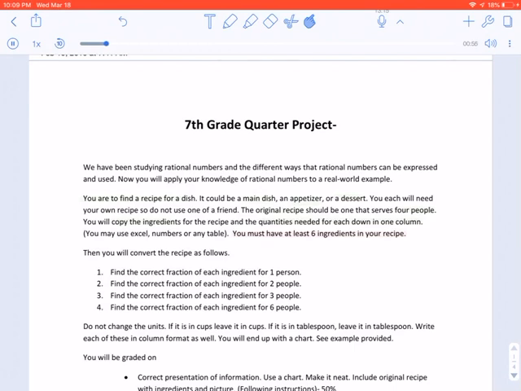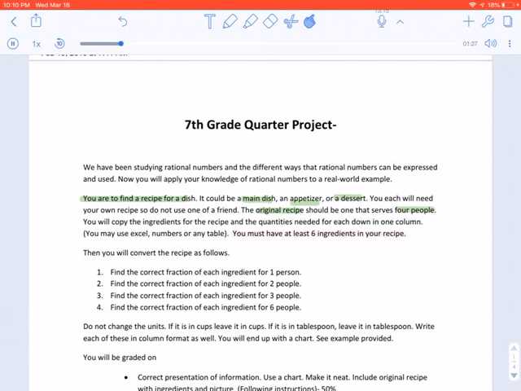What you will be doing is that you are to find a recipe for a dish. It could be a main dish, an appetizer, or even a dessert. You each will need your own recipe, so do not use one of a friend. The original recipe should be one that serves 4 people. Now, let me explain that very carefully, and please listen.